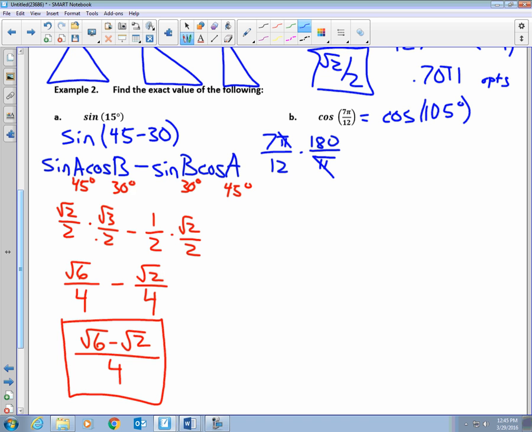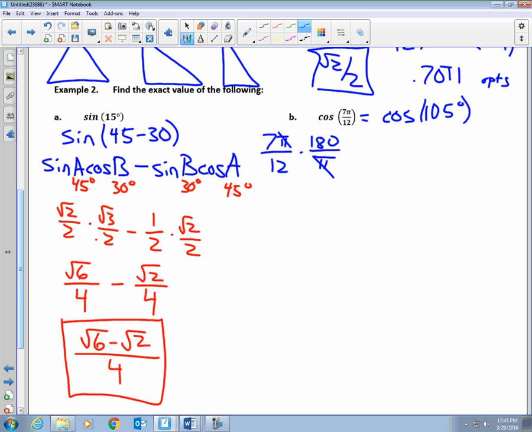So what are two angles that either add or subtract to 105? What'd you say? 135 minus 30. That would work, yep. We don't know 15. Well, I guess we kind of do now. But we'd also have to figure out cosine. That would be a lot of work.